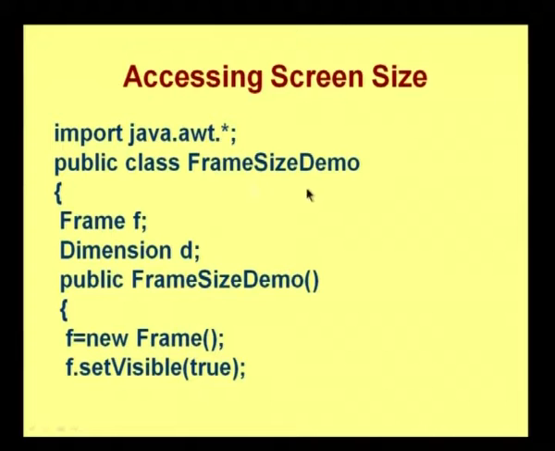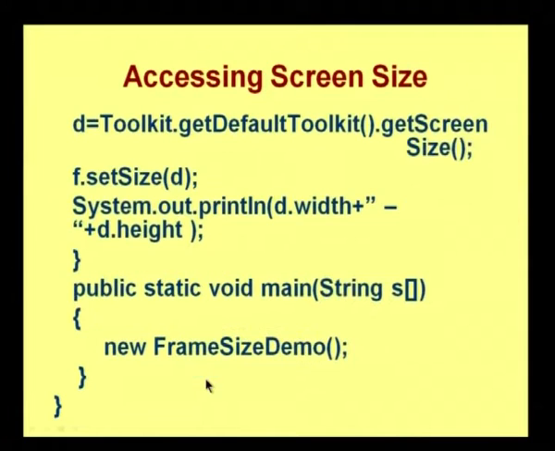So we have public class FrameSizeDemo. I have a frame and then a Dimension which has X and Y position, and then in the constructor I am creating a new frame and making it visible. Next you can see here Toolkit. This is the class in which we have a method called getDefaultToolkit, and inside that we have getScreenSize. This getScreenSize method will get the current screen size, and this will be returned as an object of Dimension.